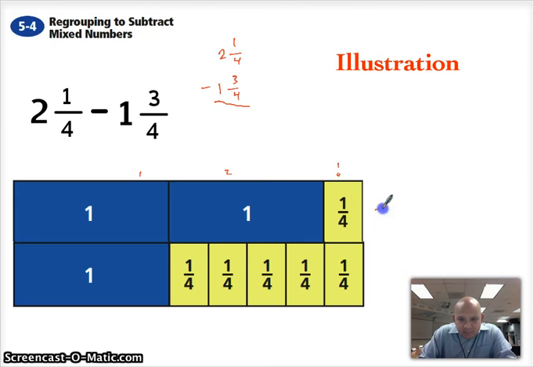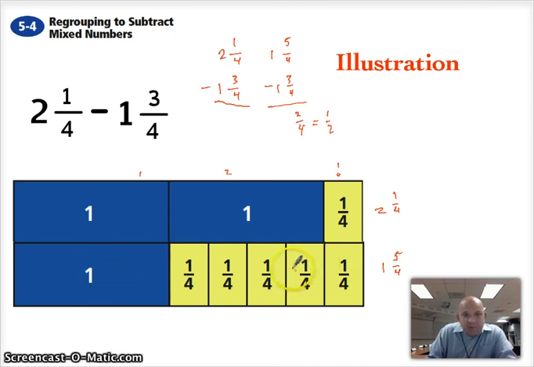So now, instead of having 2 1/4 represented here, I have 1 5/4. Now with 1 5/4, which is the same thing as 2 1/4, I can easily subtract 1 3/4. 3/4 from 5/4 is 2/4. 1 subtract 1 is 0, so it's just plain 2/4, which equals 1/2. I can show you here as well. If I go ahead and subtract 1 3/4, I'm going to take out 1, and then 3/4, 1, 2, 3, and that leaves me with 2/4 or 1/2.